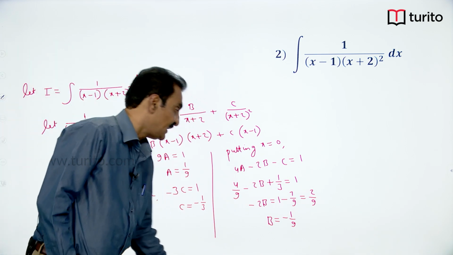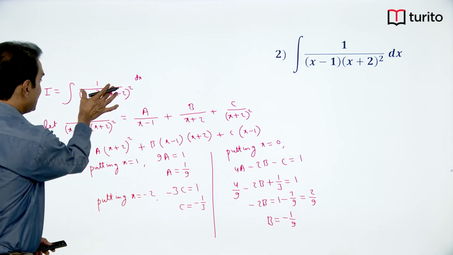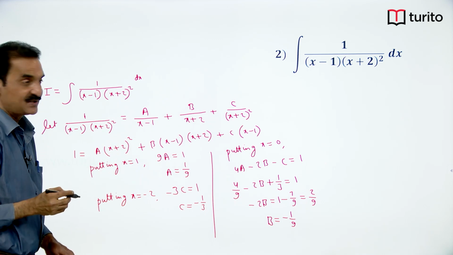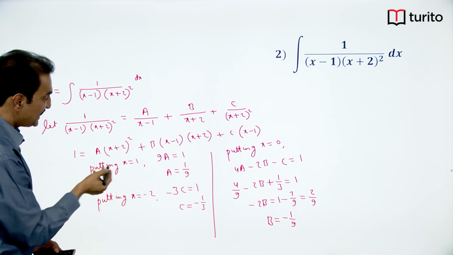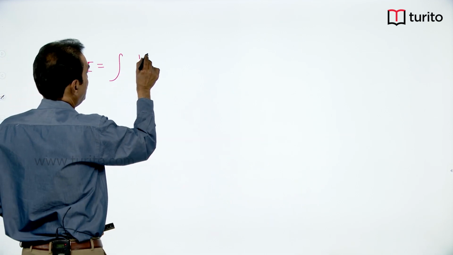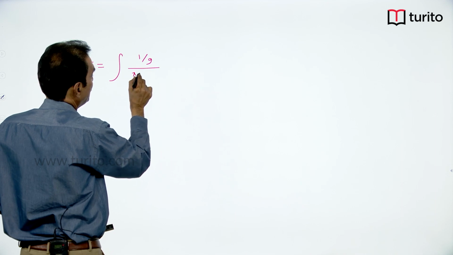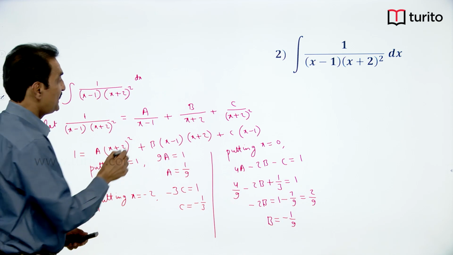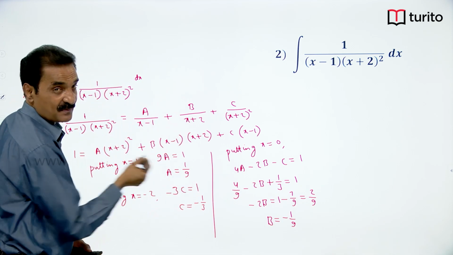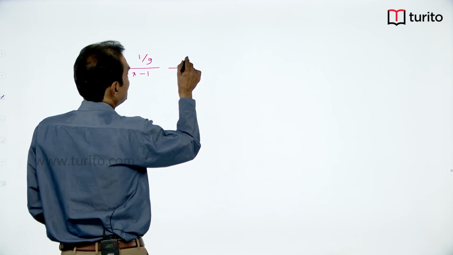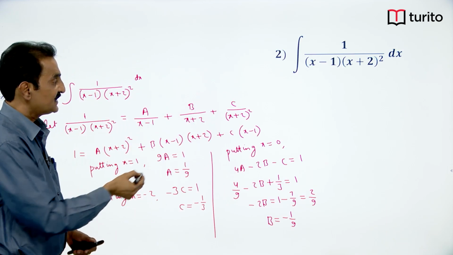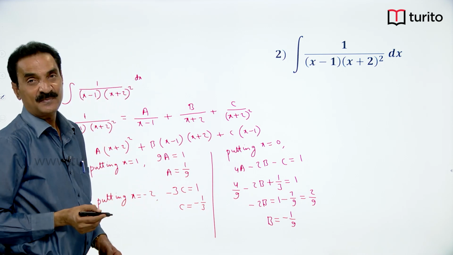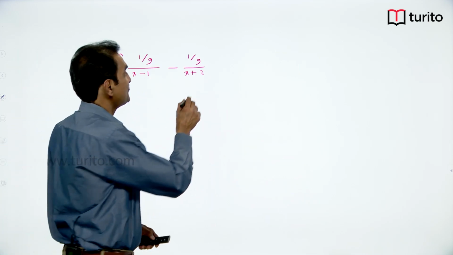After calculating a, b, c, we will substitute this integrand as this sum of partial fractions. What will you get? Now, I is equal to integral a by x minus 1. What is a? 1 by 9. So, 1 by 9 by x minus 1 plus b by x plus 2. b is minus 1 by 9. So, minus 1 by 9 by x plus 2. Next, c by x plus 2 whole square. c is minus 1 by 3. Minus 1 by 3 by x plus 2 whole square.